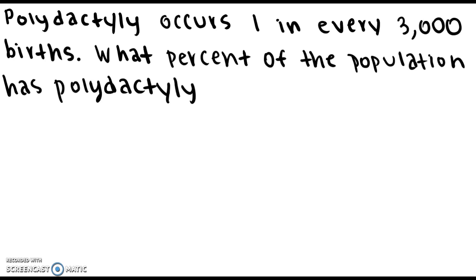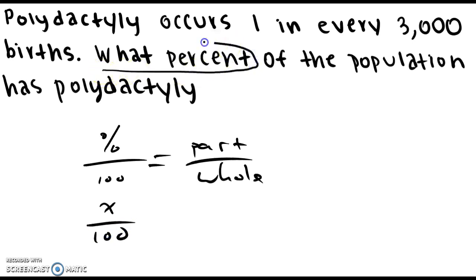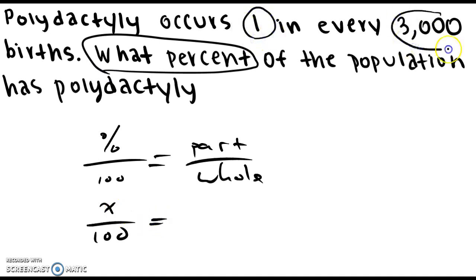So let's look at this. So remember, we want percent over 100 is equal to part over whole. Now we're looking for the percent, so that's where we're going to put our variable. Because it says, what percent? Well, that's what we're looking for, so we're going to put the variable for percent. Now, 1 is our part, 3,000 is our whole. We're going to cross-multiply and solve.